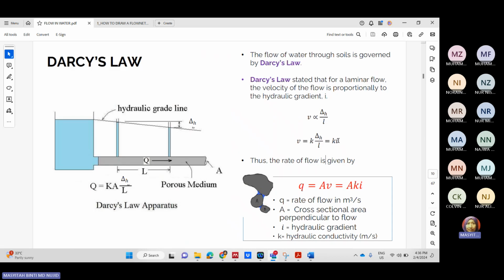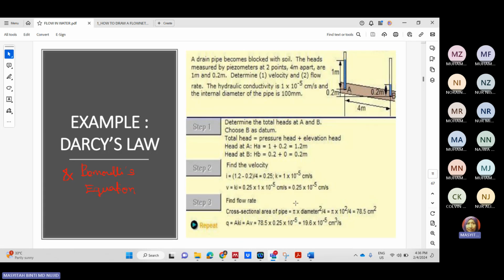Hydraulic gradient pun kita dah tahu, the difference in head lepas tu bahagi dengan horizontal distance. So in this case, hydraulic gradient is equal to 0.25. Kemudian hydraulic conductivity is 1 times 10 power negative 5. And then you multiply dalam equation V sama dengan KI. So you can have the velocity sama dengan 0.25 darab 10 negatif 5 cm per second.